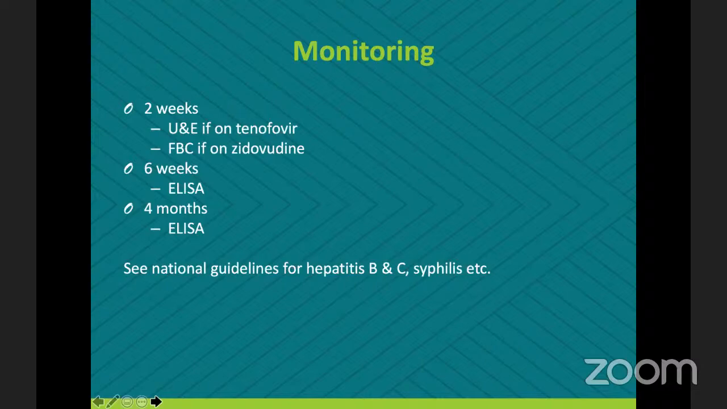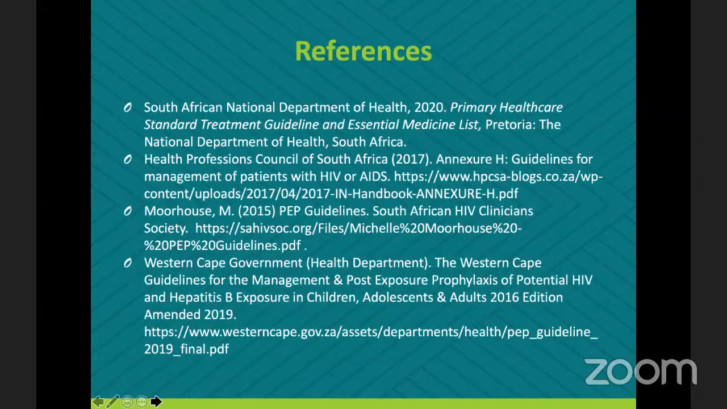At 6 weeks, you should repeat an ELISA, and at 4 months, you should repeat an ELISA. Obviously, if the person tests positive at any stage, you would then consider them positive and do appropriate workup. And I've said see national guidelines for hepatitis B, C, syphilis, etc., because that depends on what your initial screening was. If we could move on to the next slide, and that's all.